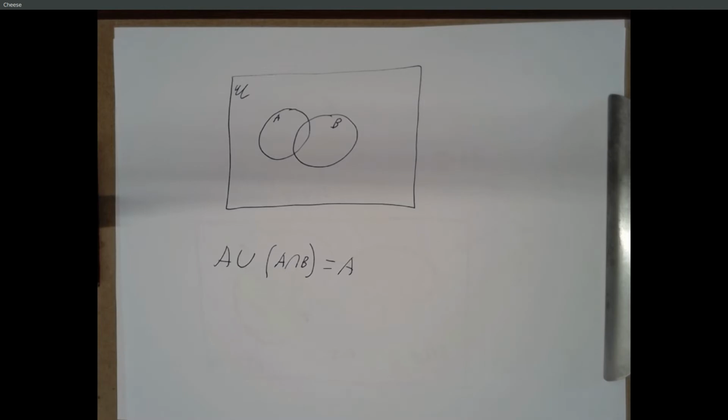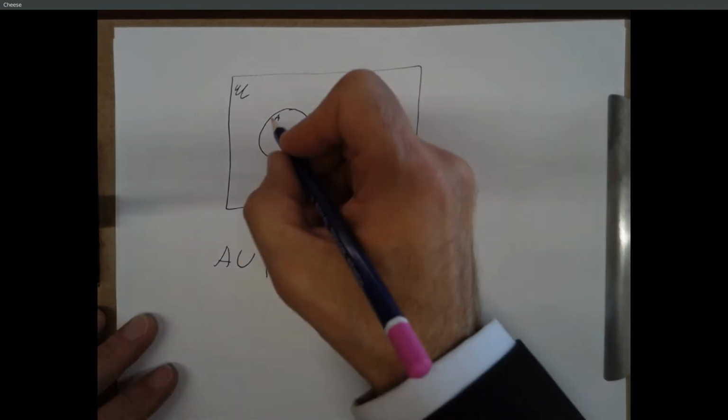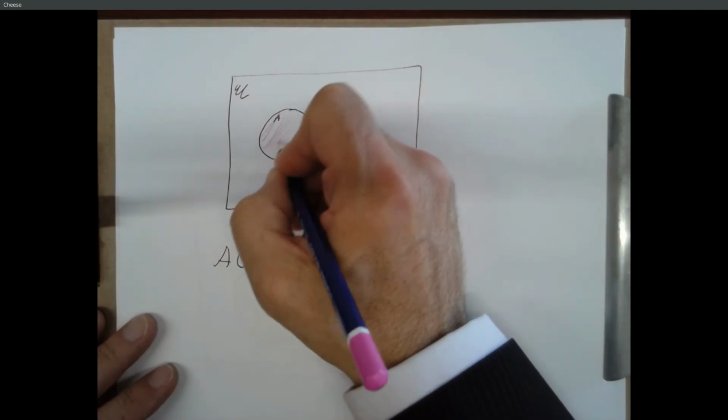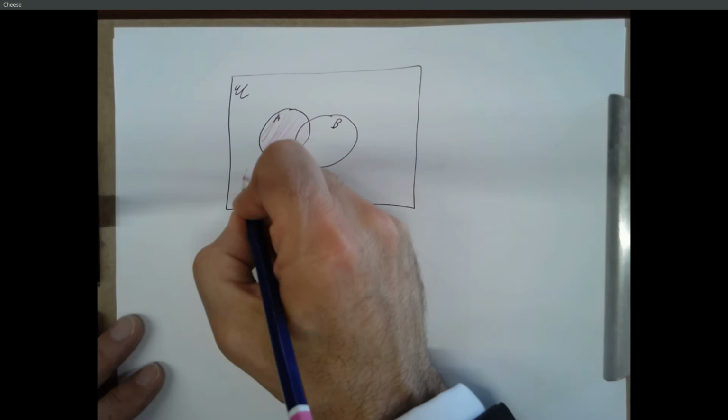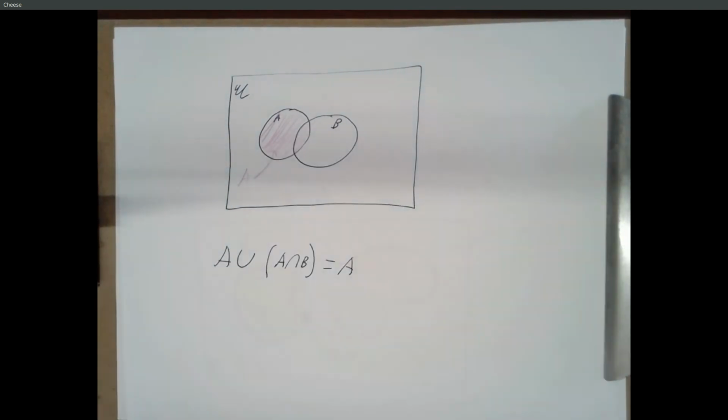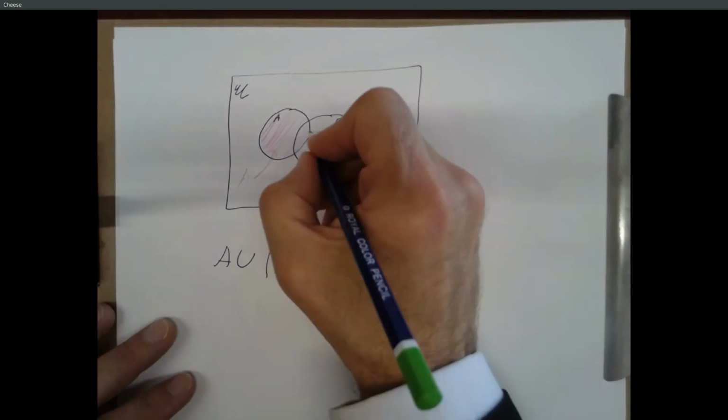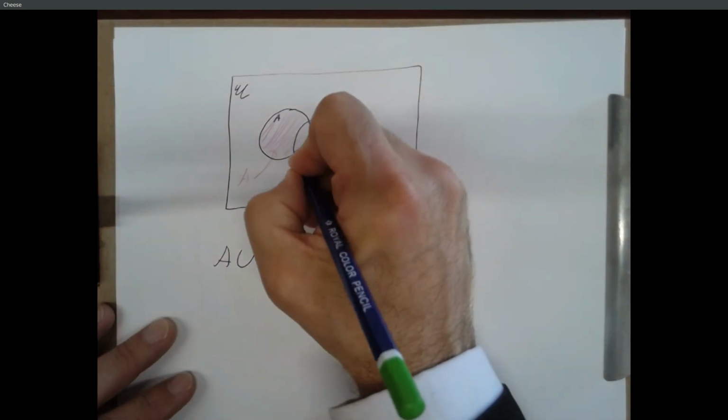And we can sanity check that by looking at our diagram. So here's the set A. And here's the set A intersect B.